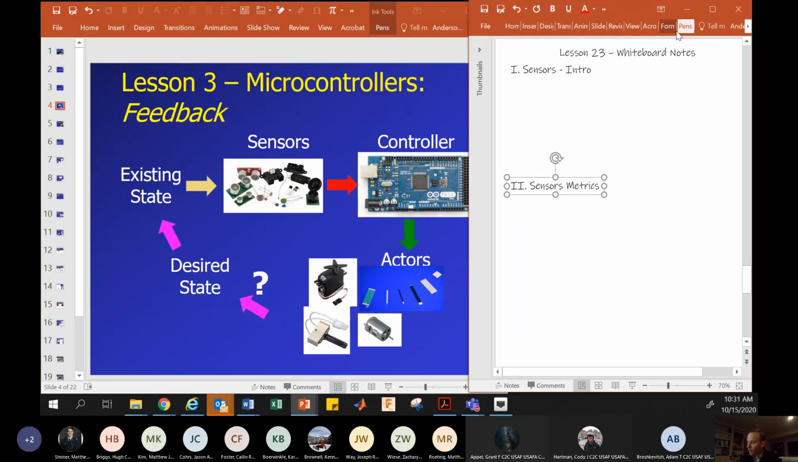So let's just talk for a minute about sensors, what they are, and what they do. So obviously the sensors collect information about the environment. And they do that by using various physical principles. So this is really where physics and chemistry coincide with engineering.